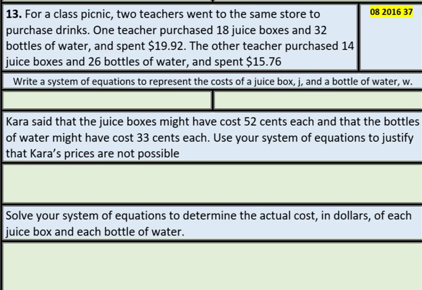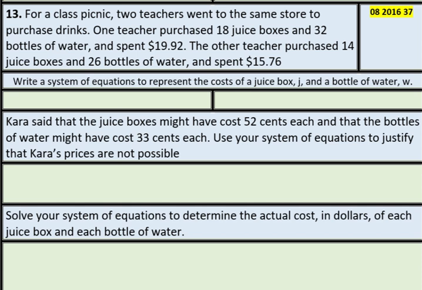Question 13. For a class picnic, two teachers went to the same store to purchase drinks. One teacher purchased 18 juice boxes and 32 bottles of water and spent $19.92. The other teacher purchased 14 juice boxes and 26 bottles of water and spent $15.76. Write a system of equations to represent the cost of juice box J and a bottle of water W.